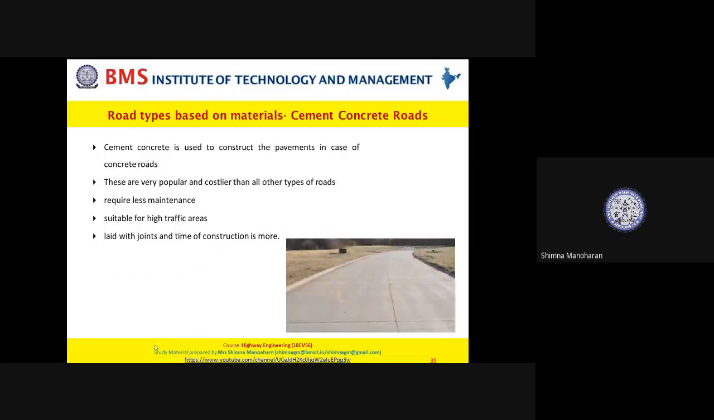So next you have cement concrete road. Cement concrete road is a superior road and it's used to construct pavement in the case of concrete. They are very popular and costlier than any other type of road. The maintenance cost is less and it is also suitable for high traffic areas. If you have traveled through a cement concrete road, you can find these joints, and the vehicle has the same feeling of going over a speed breaker.